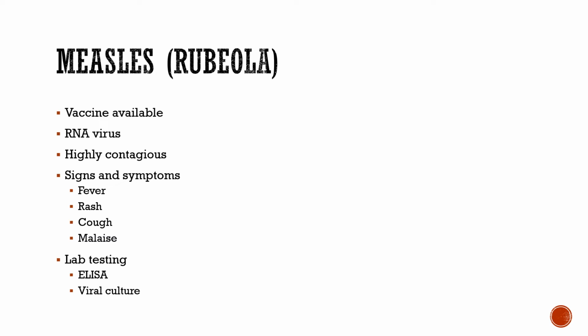This is an RNA virus. It is highly contagious, and some signs and symptoms would be things like fever, rash, cough, and malaise. And laboratory testing would be ELISA for antibodies to measles, IgG or IgM antibodies, or viral culture, which is probably not as quick, but certainly does the job in diagnosing measles.